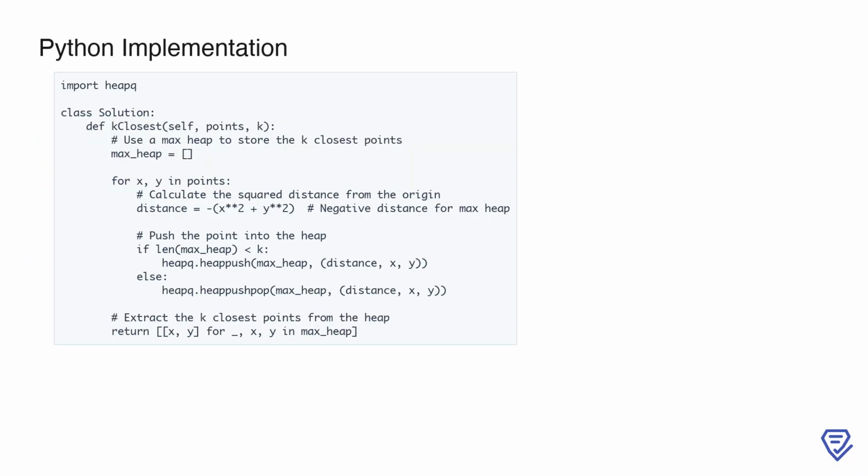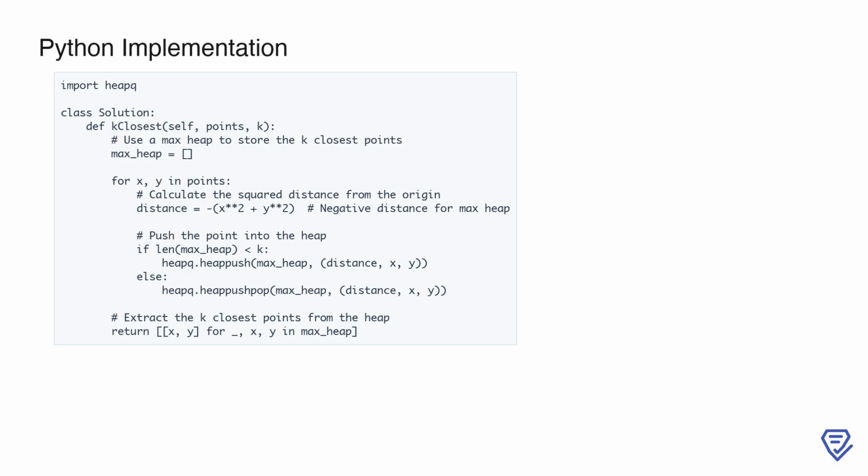This implementation solves the k closest points to origin problem efficiently using a max heap. The class Solution contains the method kClosest, which takes two arguments: points, a list of 2D points, and k, the number of closest points to find. To solve the problem, we use the heapq library to maintain a max heap of size k. A max heap is used to efficiently track the k smallest distances.